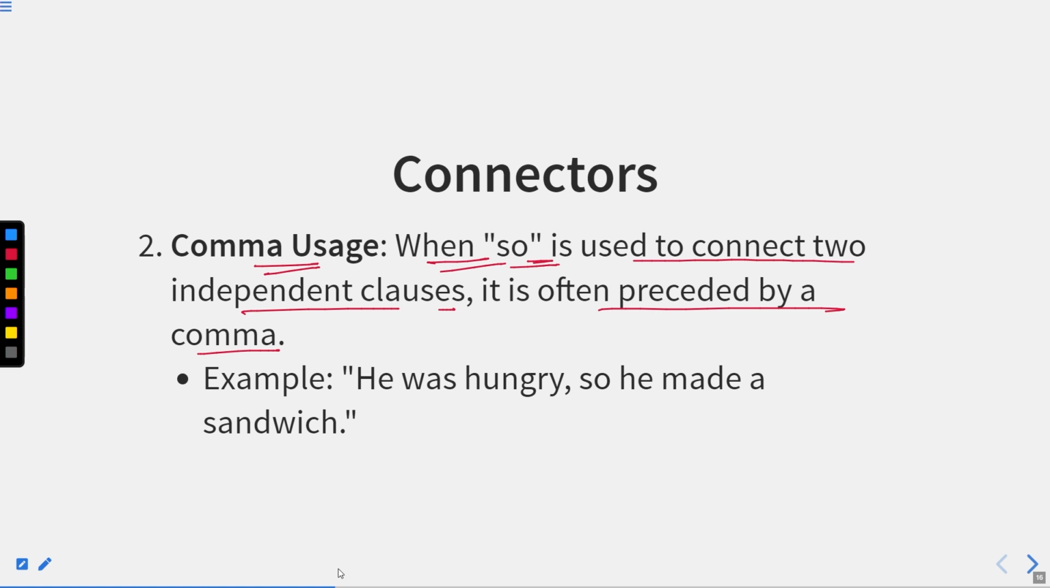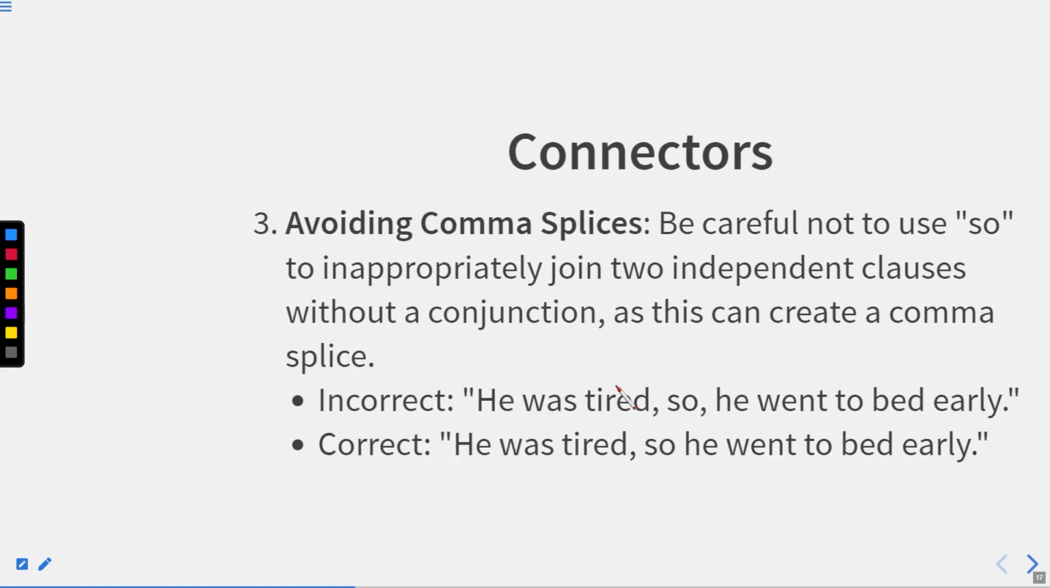The comma is used because it shows two ideas or two concepts which are independent of each other, or you can say they are complete in themselves. He was hungry, comma, so he made a sandwich. Now I cannot write the sentence like "So he made a sandwich, he was hungry." No, that will be incorrect because "so" cannot be placed in the beginning of the sentence.